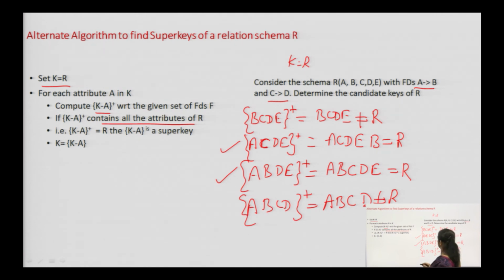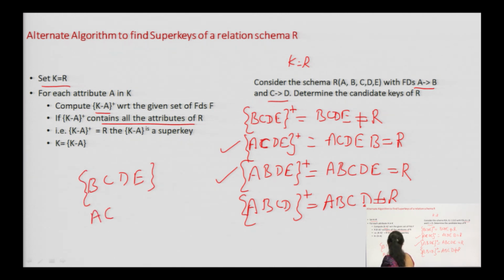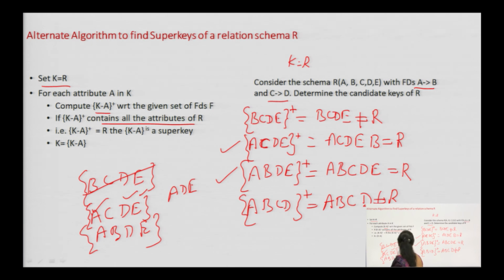So, the super keys that we have are B, C, D, E, and A, C, D, E, and A, B, D, E, and the minimal super key over here will be A, D, E. A, D, E will be the minimal super key, right.